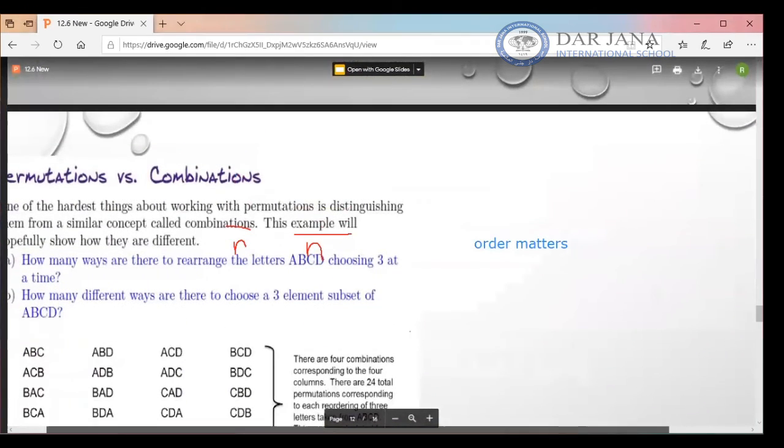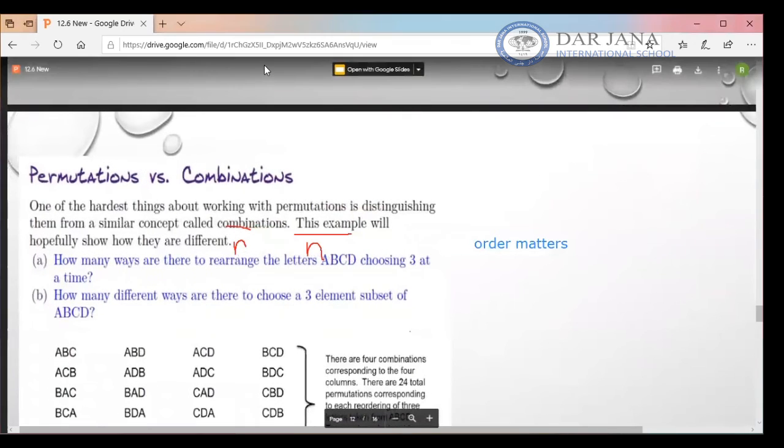Now here we're going to start with something new, which is permutations versus combinations. The only difference between these two words is that the formula, of course, will change, and in one of them the order matters, in the second the order doesn't matter. For example, let's discuss this one. So we gave you letters A, B, C, D, and they are telling you how many ways there are to rearrange. When we say arrange, rearrange, it means order matters here.